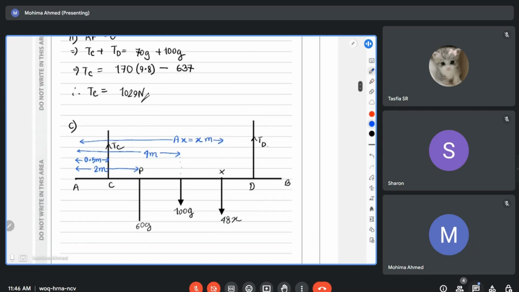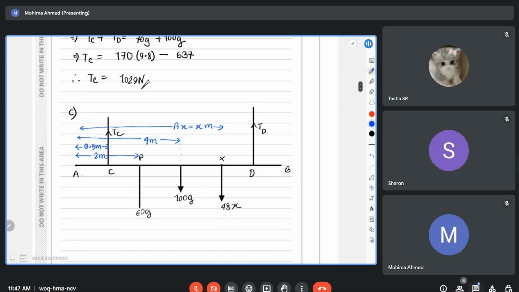And finally, from A to D, D is 7.5, right? Because in between CD the length was 7, and for AC it was 7.5. So in between A and D, that's going to be 7.5 meters. And we're only concerned about this force, this length over here. Other than that, all the information is given to you.